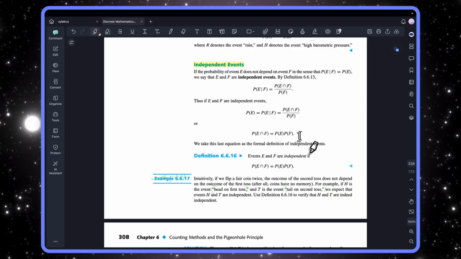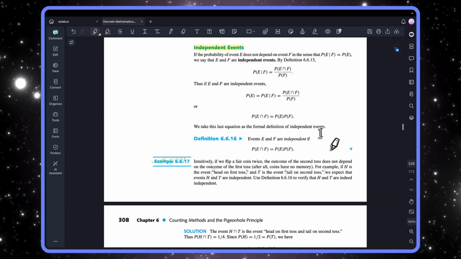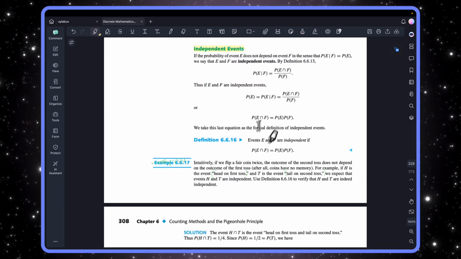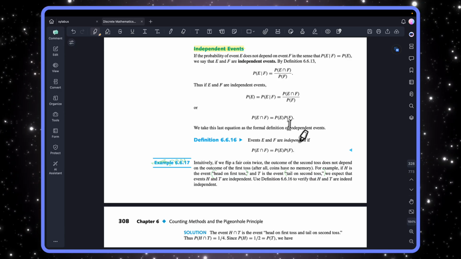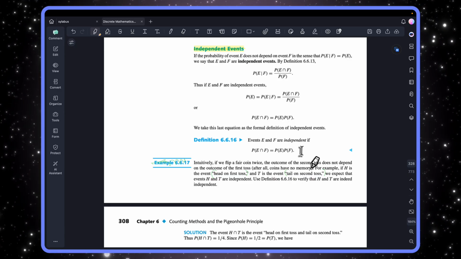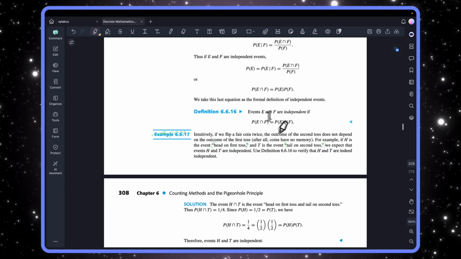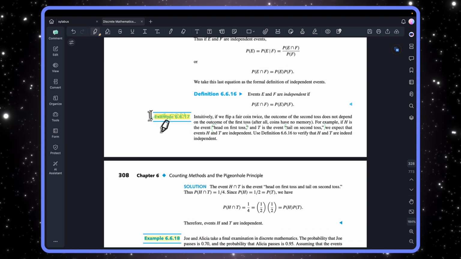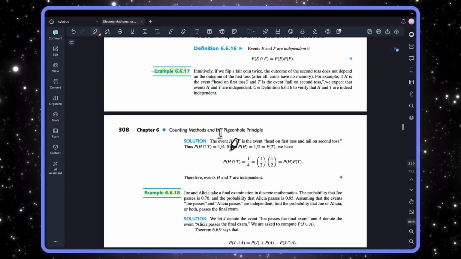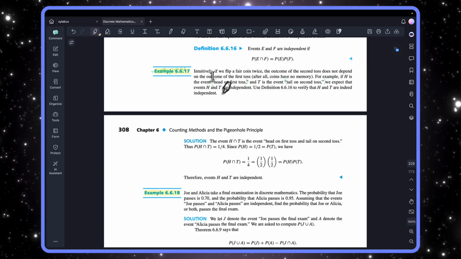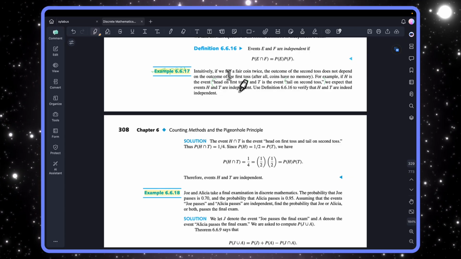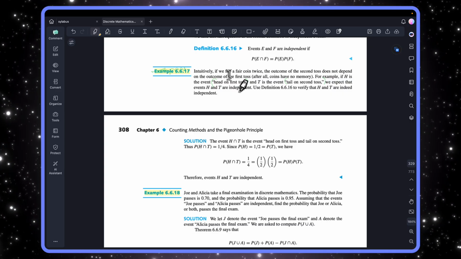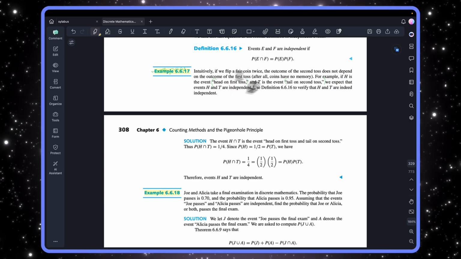And so independent events have this nice property that if you want to calculate the probability of E intersected with F, that they both occur, it's just the product of their probabilities, as you see here, as long as they're independent events. Okay, let's look at this example here. Here's a good example of independent events. If we flip a fair coin twice, the outcome of the second toss does not depend upon the outcome of the first toss, right?